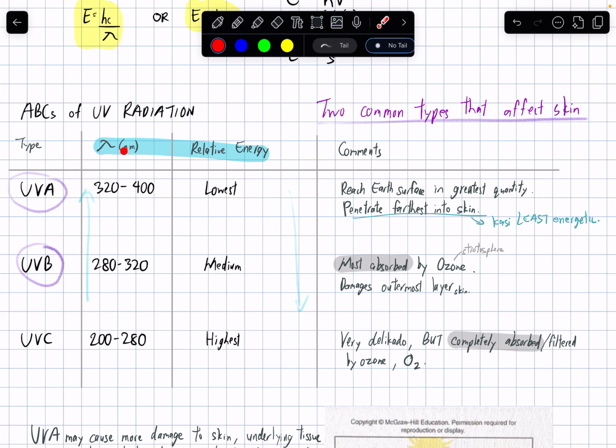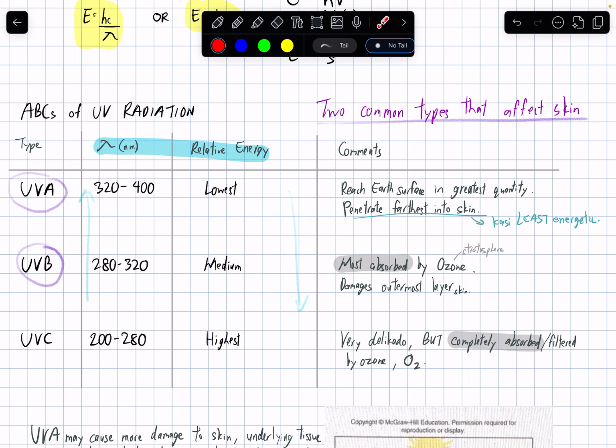UVA, the wavelength range is between 320 to 400. Relative energy is at its lowest among everyone else. So this reaches Earth's surface in greatest quantity, and it penetrates the farthest into the skin. It may be debatable, I'll just say it later. It penetrates farthest into the skin because it is the least energetic. So these two ideas are related.